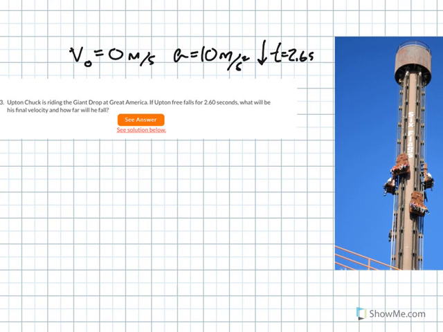So here's a question. Can I write on this picture? Oh, yes, I can. Of course I can. So a coordinate system, right? I'm just going to say wherever they drop you from is 0, and downward is the positive direction. So if you're accelerating downward and you're moving downward, everything is going to be positive for this problem.